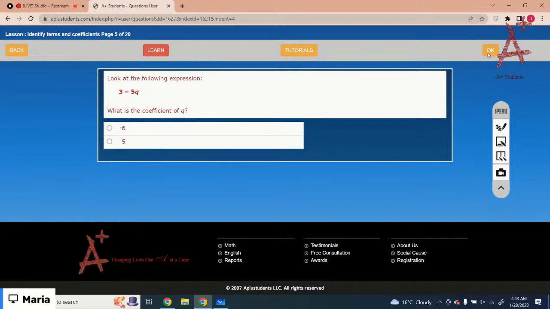Okay, look at the following expression. What is the coefficient of q? So what is the numerical value written with the q?